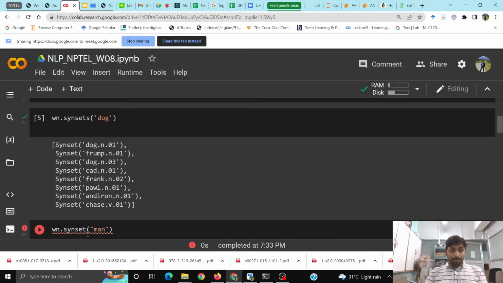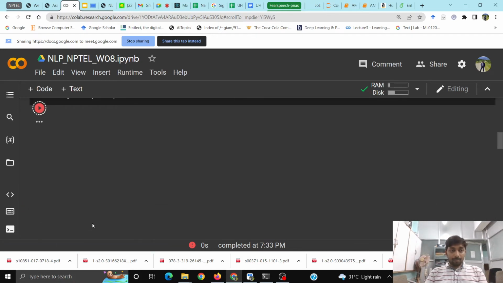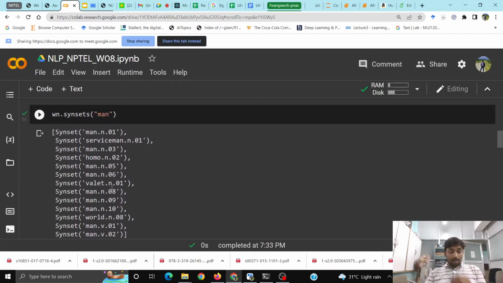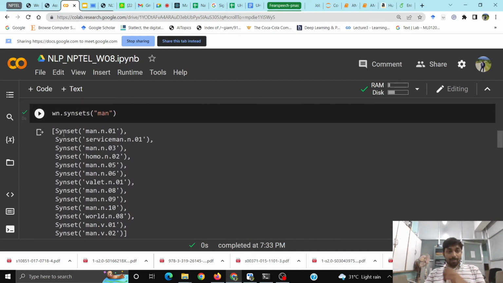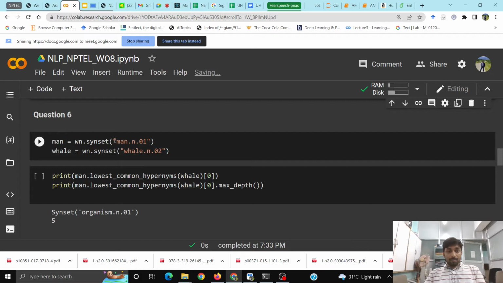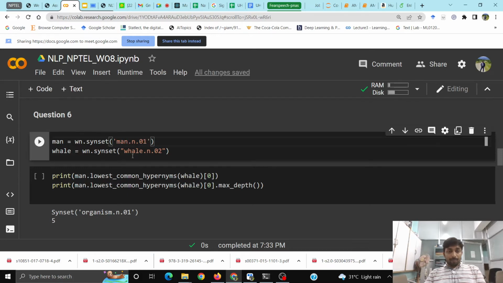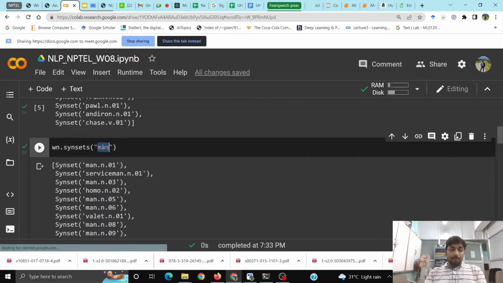Yeah. So these are the different senses of the word man. Okay. Now what they are saying, we have to use the first sense. So that is this one. That's why we have to use this one. And the second word is whale.